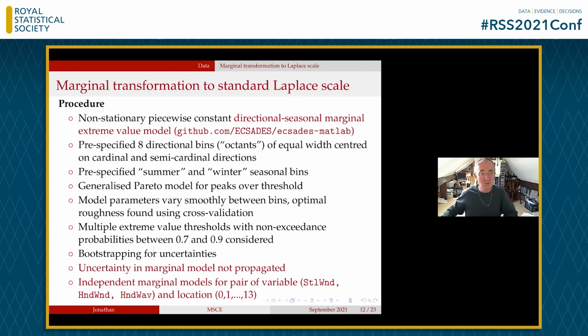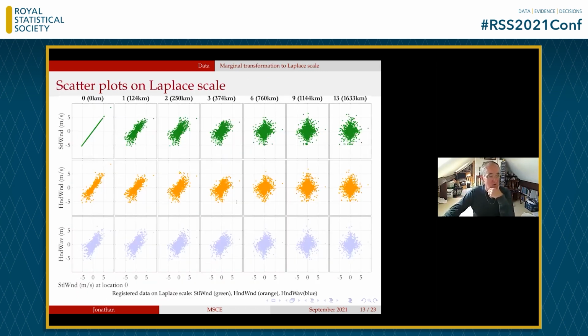Now, when we're doing this, I want to flag some deficiencies. We're not propagating uncertainty from the marginal fits through to the Laplace scale. And we're doing those fits at the moment independently per variable, per location. So clearly there are some improvements we could make there. But on the Laplace scale, this is the corresponding data that we would see.